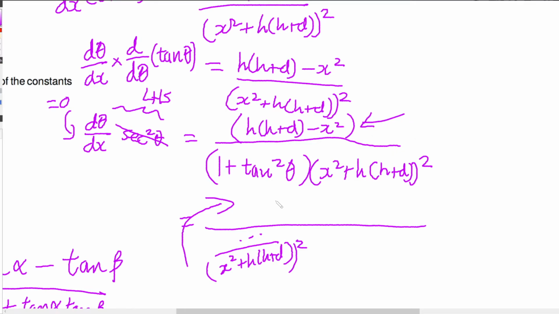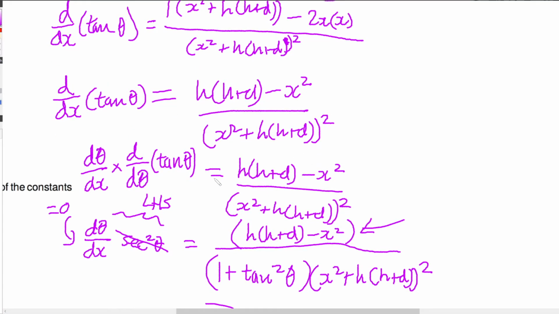So we don't really need to care about whether or not this is equal to 0, because if it is, h times h plus d is positive, x squared plus positive equals 0, x squared equals negative, x is imaginary. So overall, we could have taken the shortcut that we had at the beginning. Although it is good that we checked this, because there is always the possibility that there were other values of x that made d theta by dx equal to 0, which we might have missed had we not done this check.